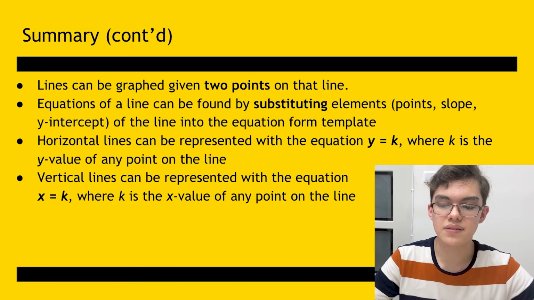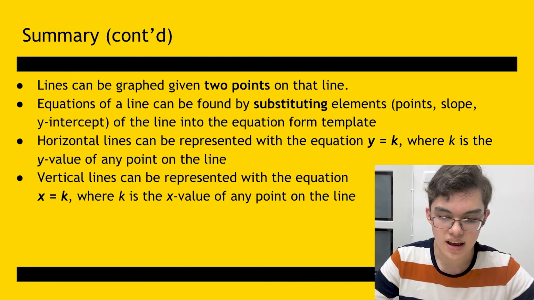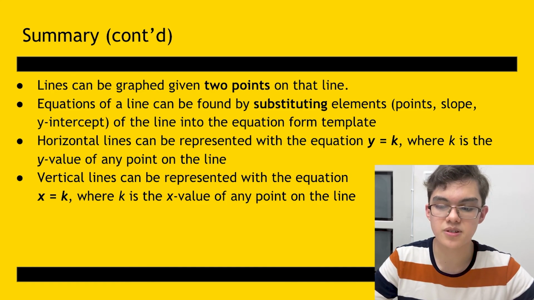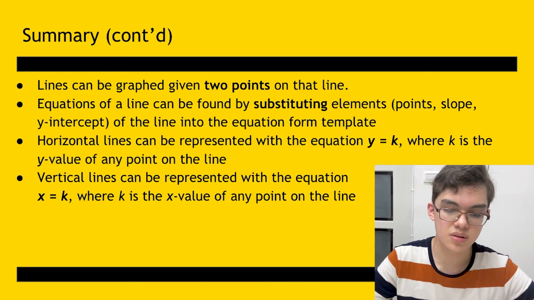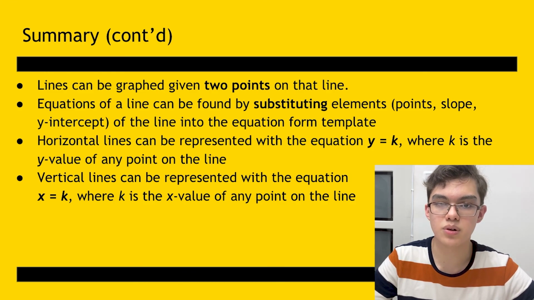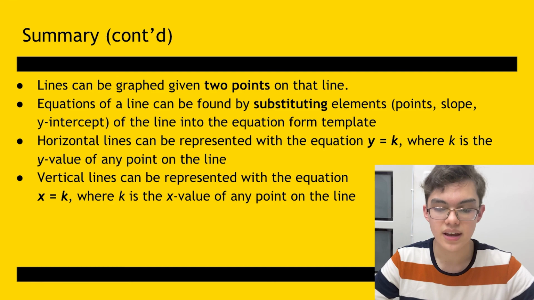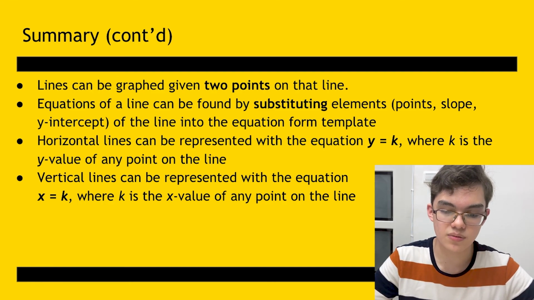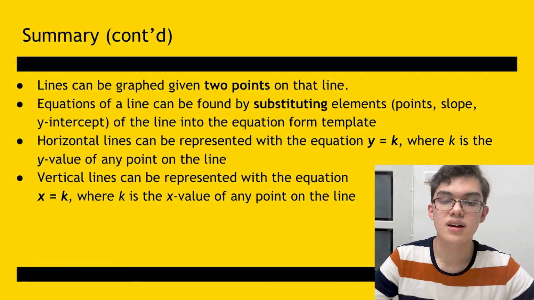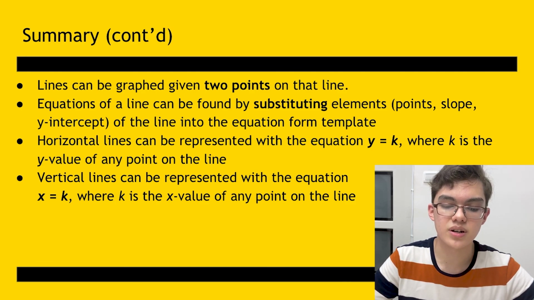And lines can be graphed given two points on that line, and equations of a line can be found by substituting elements such as points, slope, y-intercept of the line into the appropriate equation form. And horizontal lines can be represented with the equation y equals k, where k is the y value of any point on the line. And vertical lines can be represented with the equation x equals k, where k is the x value of any point on the line.